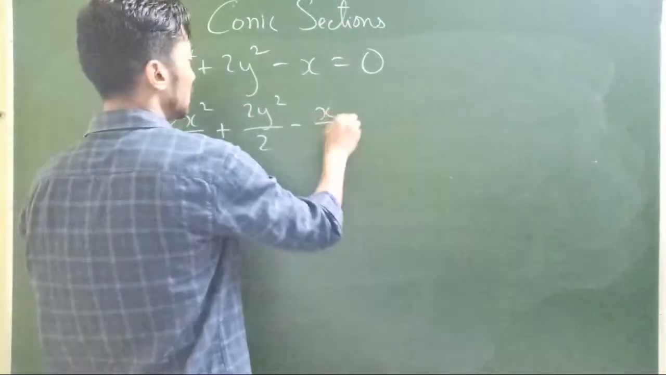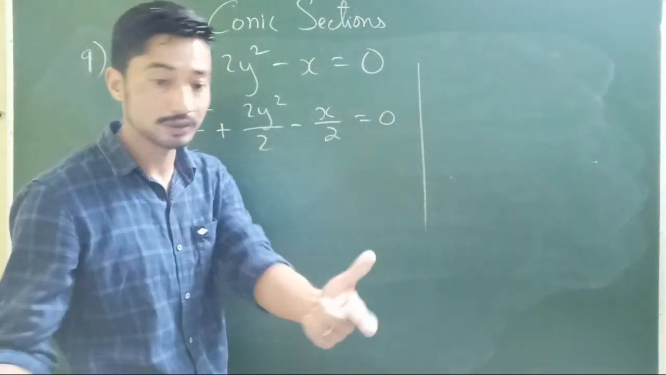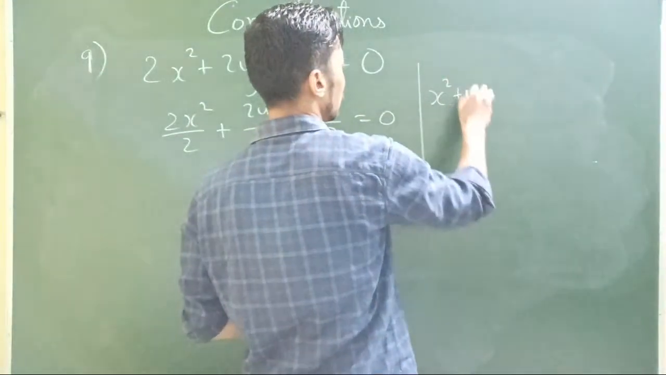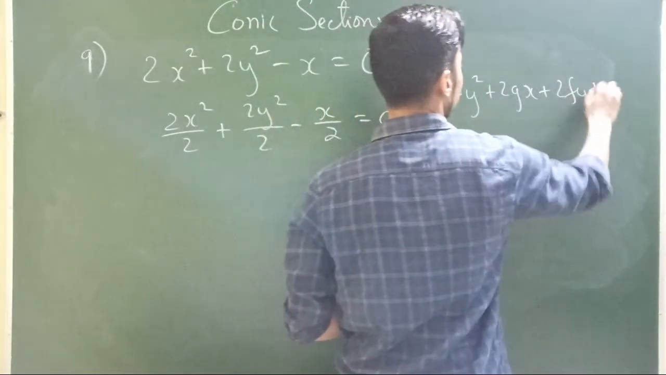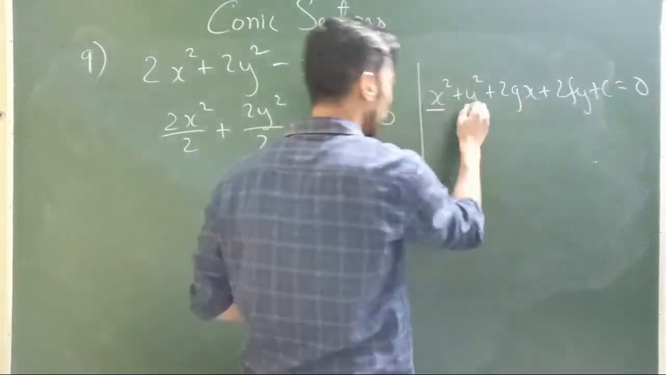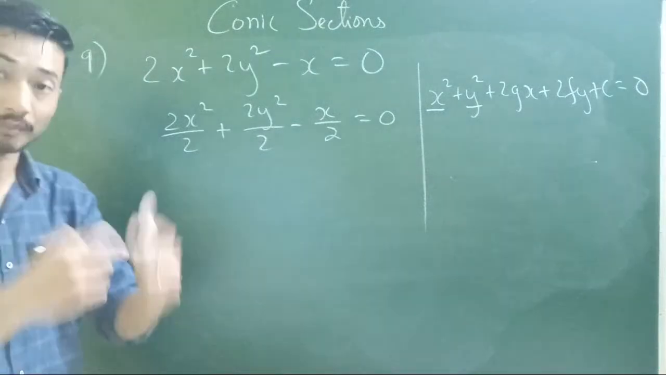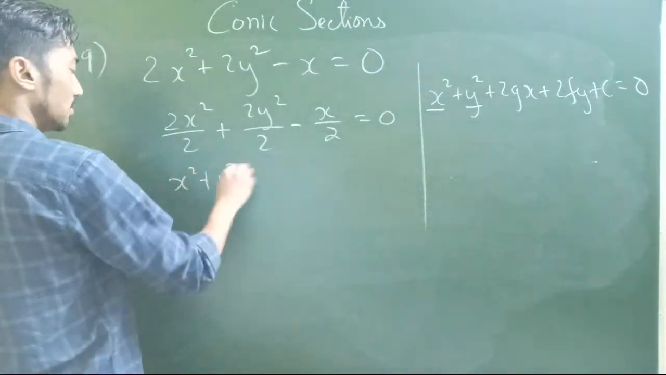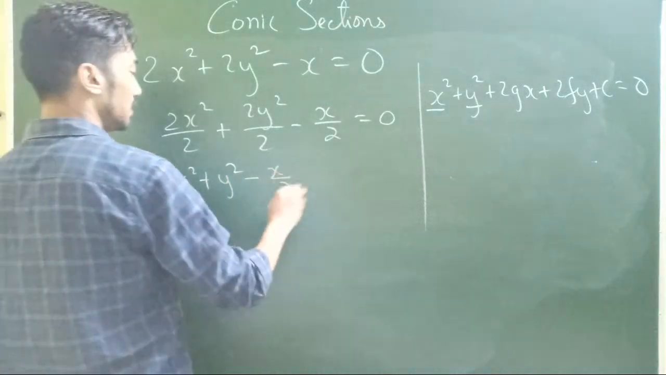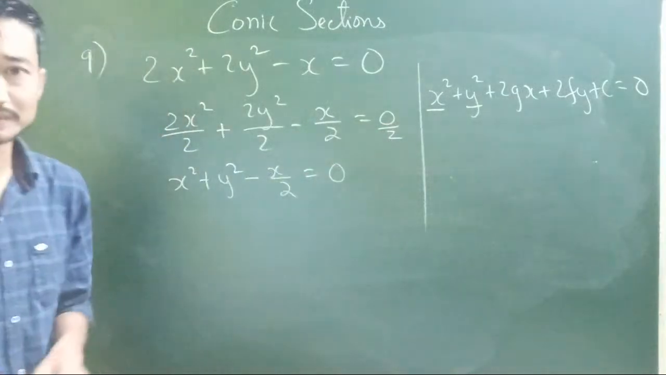Because remember, what is our general term? Only then can we compare. We can quickly go to your notebook. That is x square plus y square plus 2gx plus 2fy plus c equal to 0. So we have to convert it into that form first for comparison. So that's going to be x square plus y square minus x by 2 is equal to 0. 0 by 2 or 0, it's all the same.